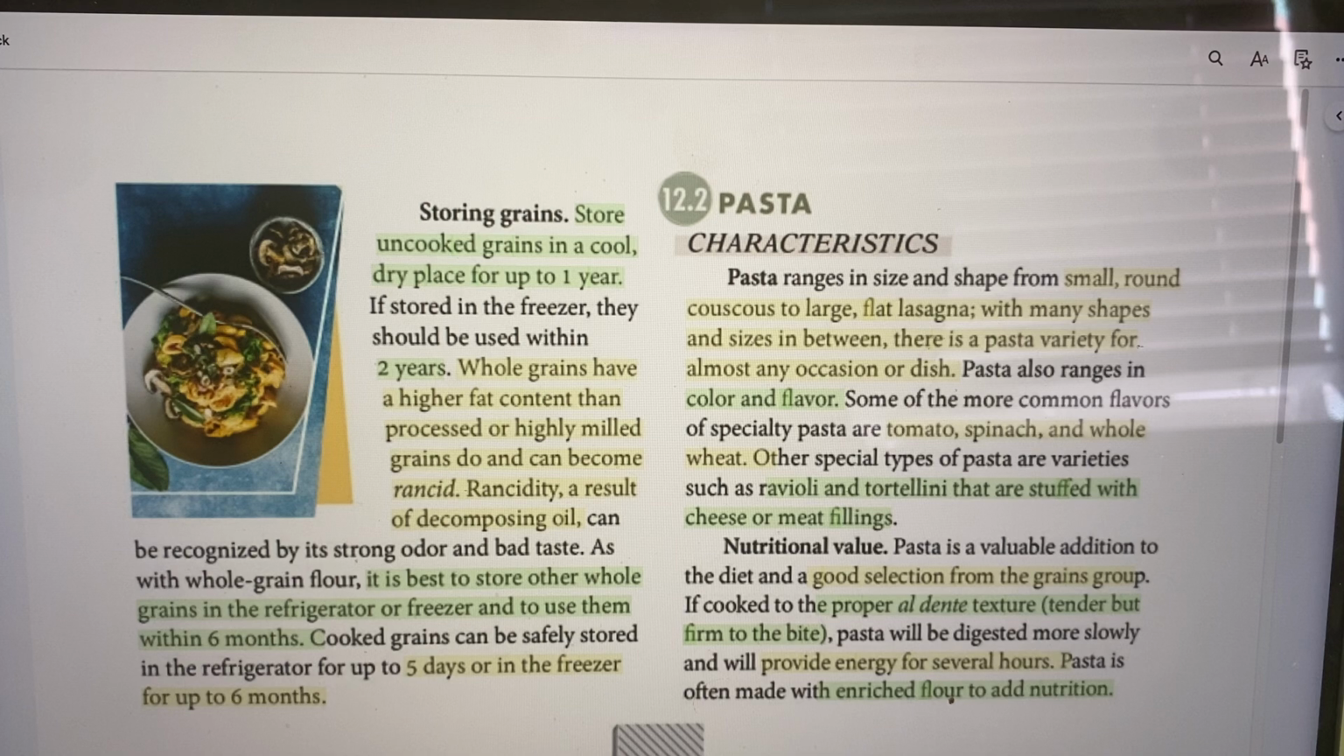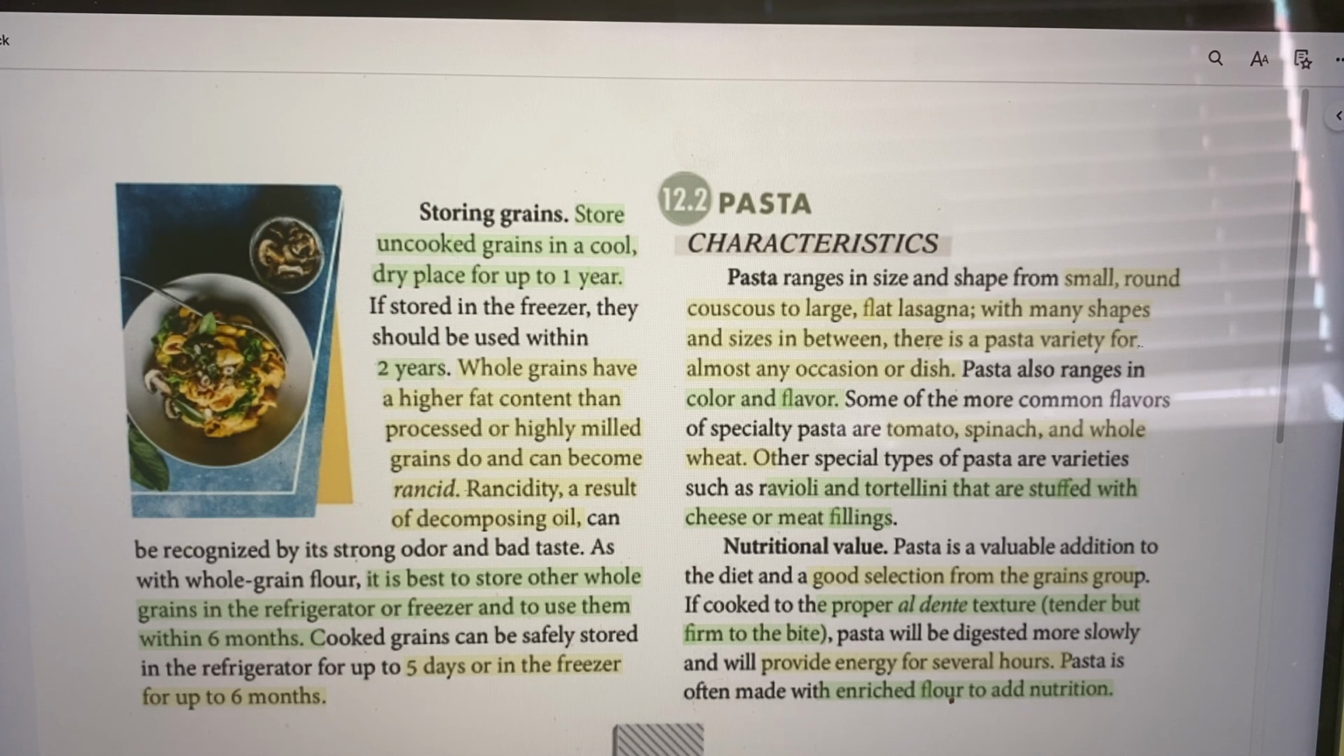Whole grains have a higher fat content than processed or highly milled grains do, and they can become rancid. So whole grains with decomposing oil can be recognized by a strong odor and bad taste. So if it gets rancid, you don't want it. So it's best to put whole grain flour in the refrigerator or freezer and use it within 6 months. Otherwise, when it's rancid, it will taste bad.